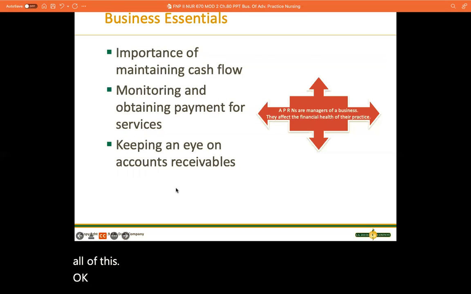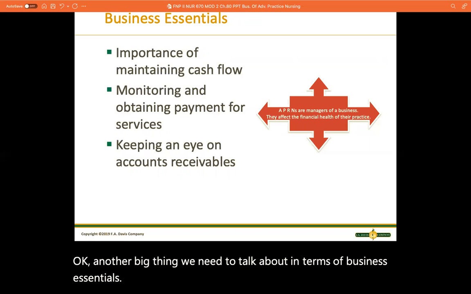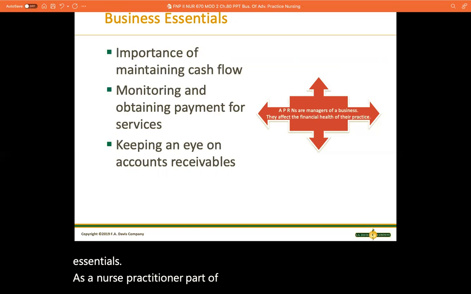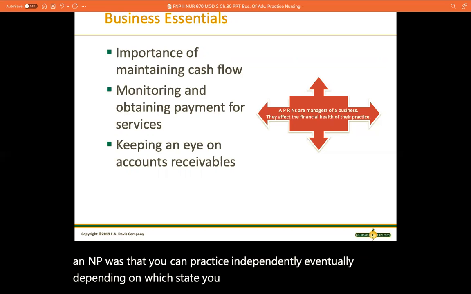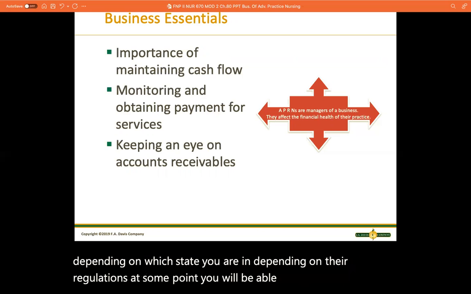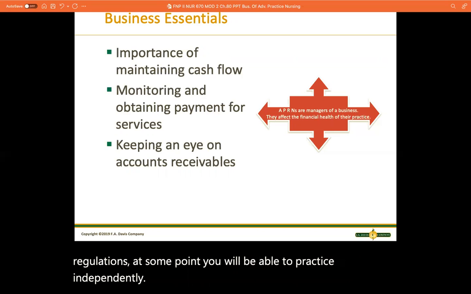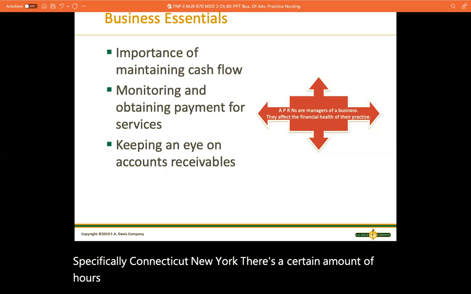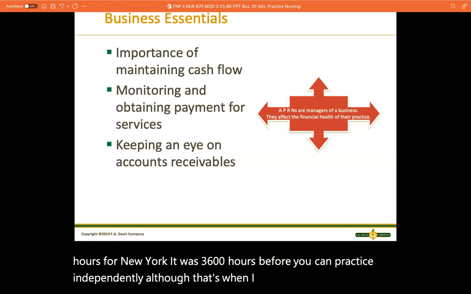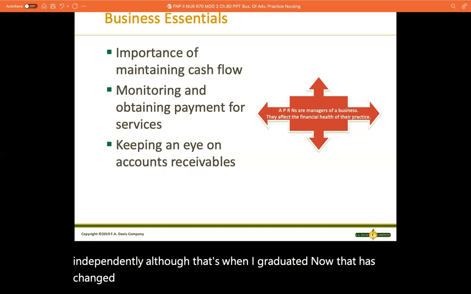Another big thing we need to talk about in terms of business essentials: as a nurse practitioner, part of the benefit of becoming an NP was that you can practice independently eventually, depending on which state you are in and their regulations. Specifically Connecticut, New York, there's a certain amount of hours. For New York, it was 3,600 hours before you can practice independently, although that's when I graduated. Now that has changed. Those laws are changing as time goes on.